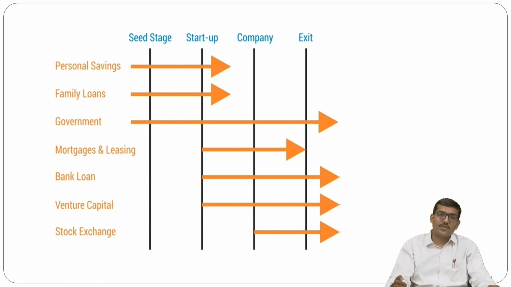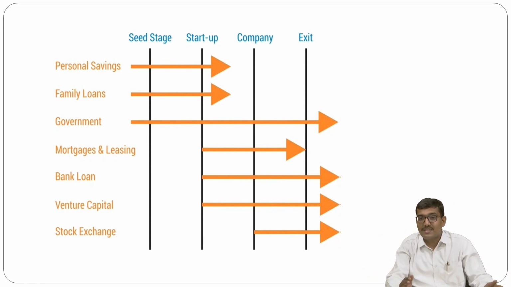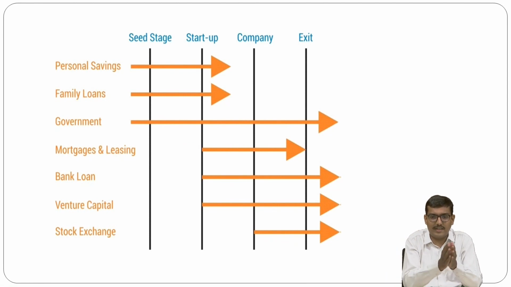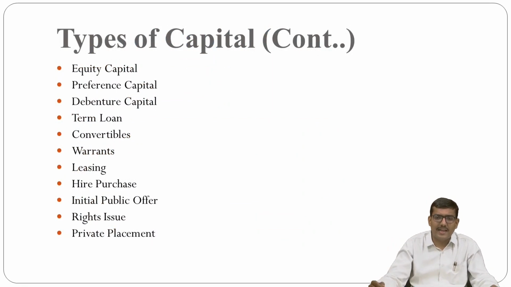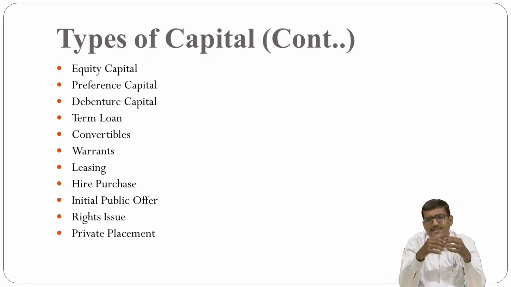This chart shows the different sources and how they apply at the seed stage, startup stage, company level and exit level. Here are a few differences: personal savings from seed to startup, family loan seed to startup, government seed stage to exit level, then mortgage and leasing startup to company level and exit level also, then bank loan and venture capital, both at the exit level, then stock exchange, company to exit. That means it differentiates between companies also. That's why BSE and NSE play the key role. So this chart shows how the different stages and different companies evaluate finances on a long-term basis. Now moving forward, I elaborate and discuss the different types of capital.